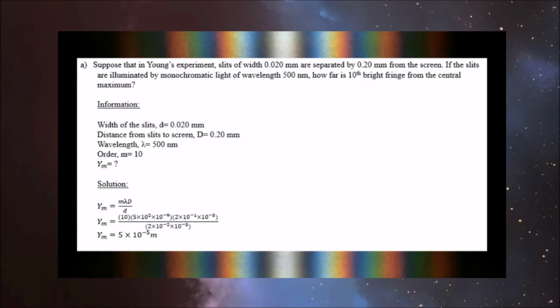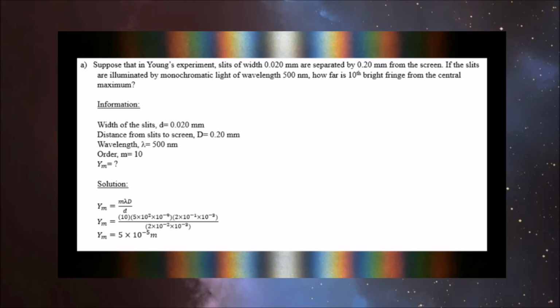Width of the slits, lowercase d equal to 0.020 mm. Distance from slits to screen, uppercase D equal to 0.20 mm. Wavelength lambda equal to 500 nanometer. Order m equal to 10, and we need to find ym from the central maximum or central bright fringe. We can use the formula ym equal to m lambda uppercase D over lowercase d. But we need to convert the info to the SI unit.